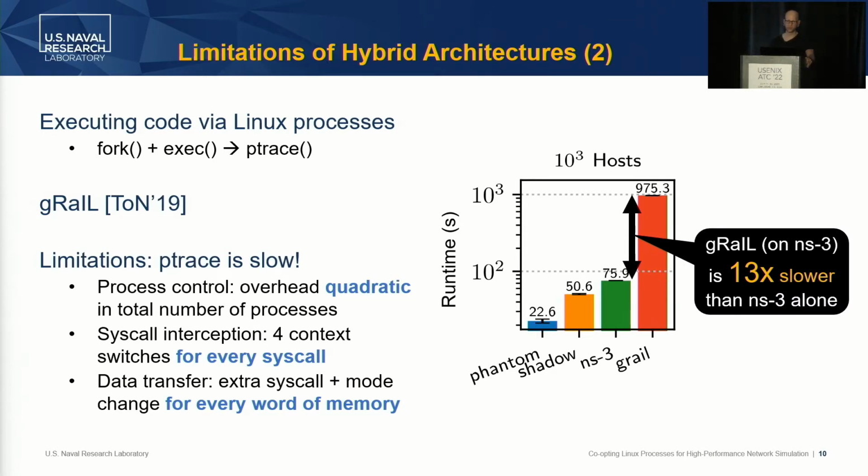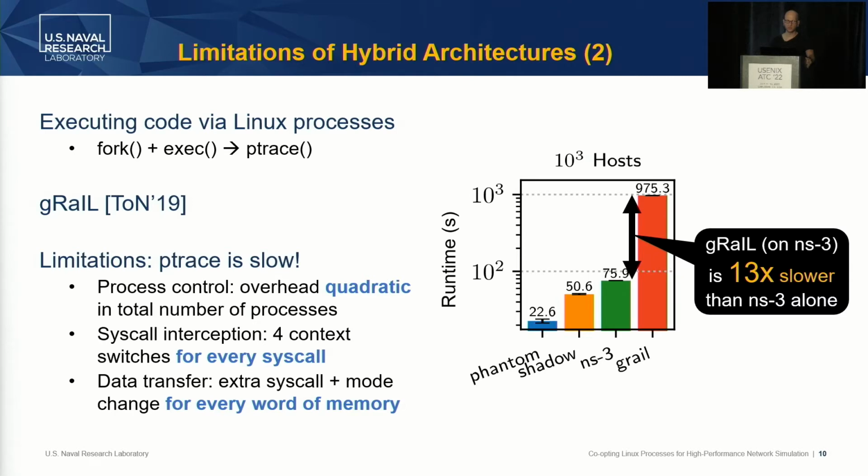This is the approach used by gRaIL, which was published in Transactions on Networking in 2019. The problem with this approach is that it's slow. Ptrace is slow. It has overhead that is quadratic in the total number of processes that are loaded. And to intercept a syscall requires 4 context switches for every single syscall that's made.